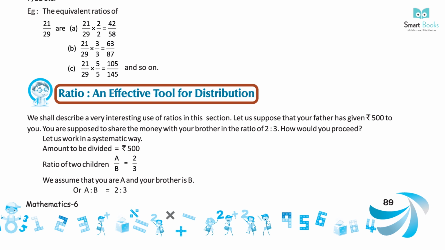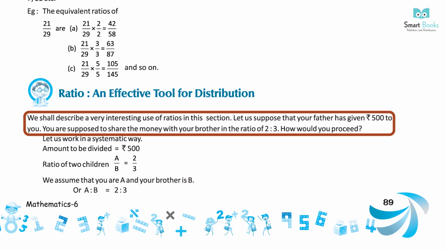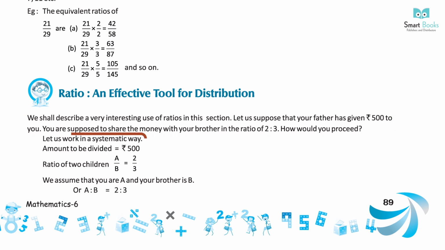Ratio, an effective tool for distribution. We shall describe a very interesting use of ratios in this section. Let us suppose that your father has given rupees 500 to you. You are supposed to share the money with your brother in the ratio of 2 ratio 3. How would you proceed? Let us work in a systematic way. Amount to be divided equals rupees 500. Ratio of two children A upon B equals 2 upon 3. We assume that you are A and your brother is B.